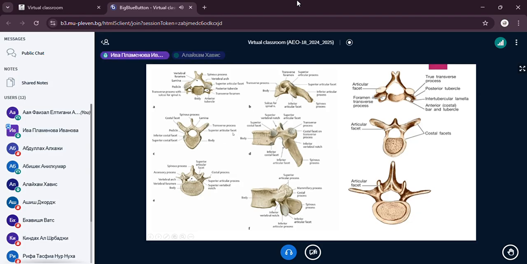Cervical, because it has a body, so it's not going to be like C1. Okay. It has the transverse process. But do you see a transverse foramen here? No. So, it's not cervical, it's thoracic. Thoracic. Why? How do you think? You can, don't worry.